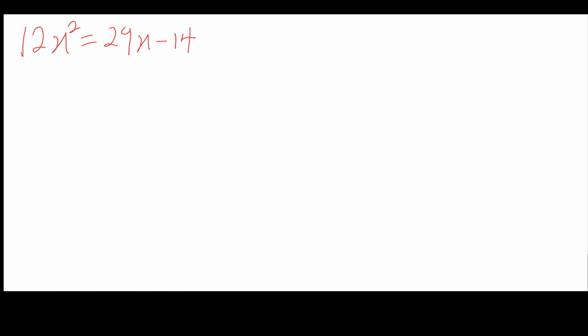And in this video, we're going to be considering solving this quadratic equation, 12x squared equals 29x minus 14. Like I promised in our last video, we're going to be solving the other examples. Now we're going to be taking the next one, which is 12x squared equals 29x minus 14. So the first thing we're going to be doing here is rearranging.